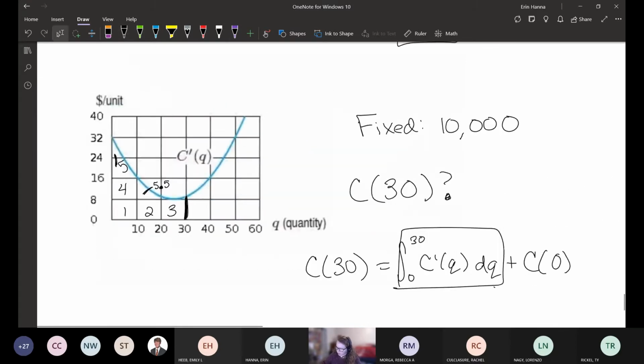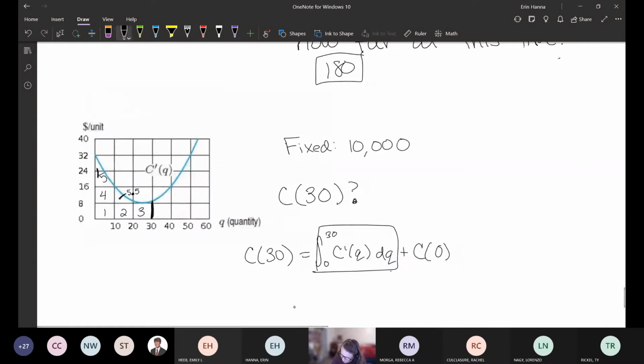Let me zoom back out real quick. So if we want to take the integral from 0 to 30, we found it to be approximately 5.5 boxes. And again, we have to take into consideration the area of each box. So we have a 10 by 8 box, which gives us the area per box. So 5.5 times 10 times 8 will give us 440.